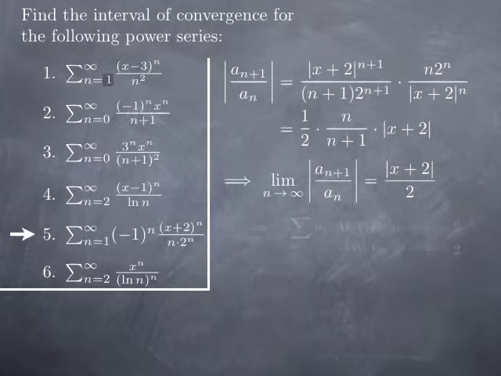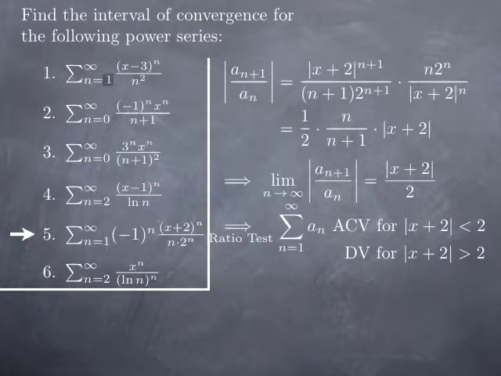And we can conclude by the ratio test that the series is absolutely convergent whenever this limit, |x + 2| over 2, is less than 1, which we can write as |x + 2| less than 2. And it is divergent whenever this limit is greater than 1, which we can write as |x + 2| greater than 2. So it's convergent when the distance to -2 is less than 2 and divergent otherwise. In other words, the interval of convergence is going to be an interval centered at -2 of radius 2. And that means that it's going to be the interval that extends from -4 to 0, and we need to check these endpoints separately.